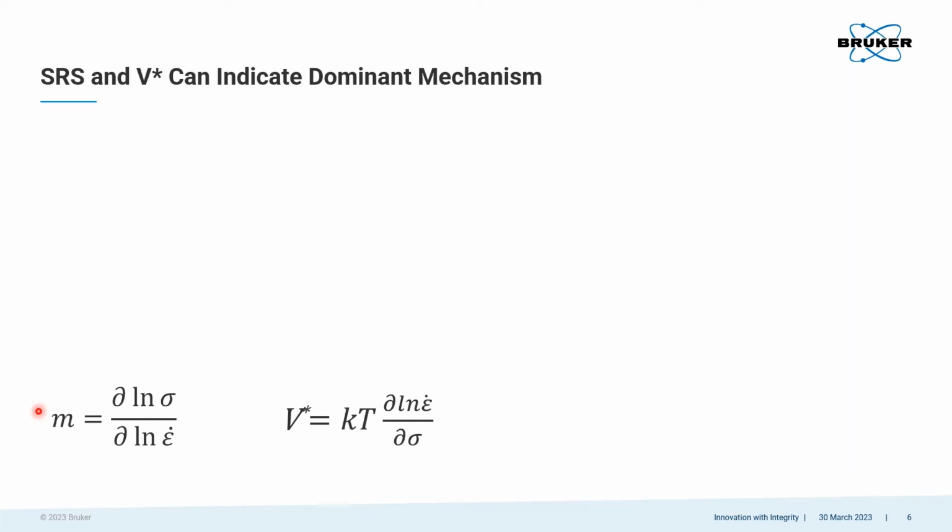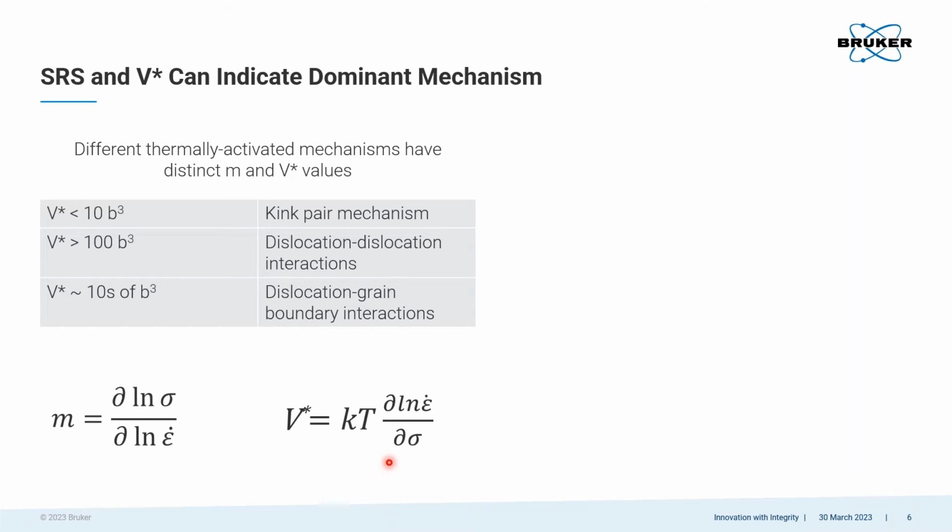Well, we can do that in 2 ways. We can do that with M, which is the strain rate sensitivity, and that's looking at how the log of the yield stress changes as a function of the log of the applied strain rate. There's a secondary parameter called the activation volume, which is more intrinsic to the deformation process. And that's also related to how that yield stress changes as the applied strain rate is changed. And so these two can be combined, and different thermally activated mechanisms have distinct M and V star values.